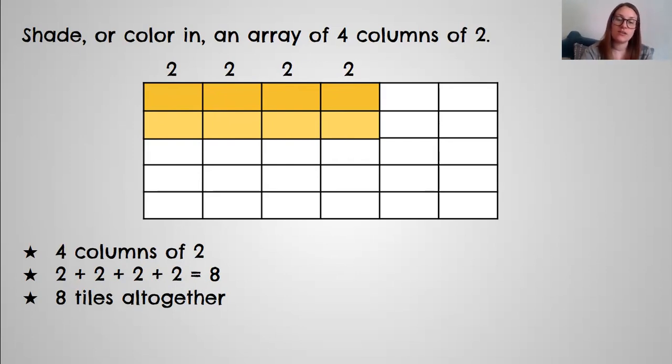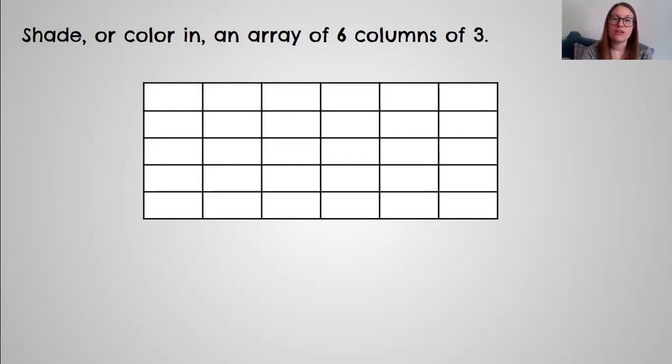Okay, let's look at another one. We're going to shade in or color an array of 6 columns of 3. 6 columns, remember columns, up and down, top to bottom. What is that array going to look like? 6 columns of 3. Think about it in your brain.